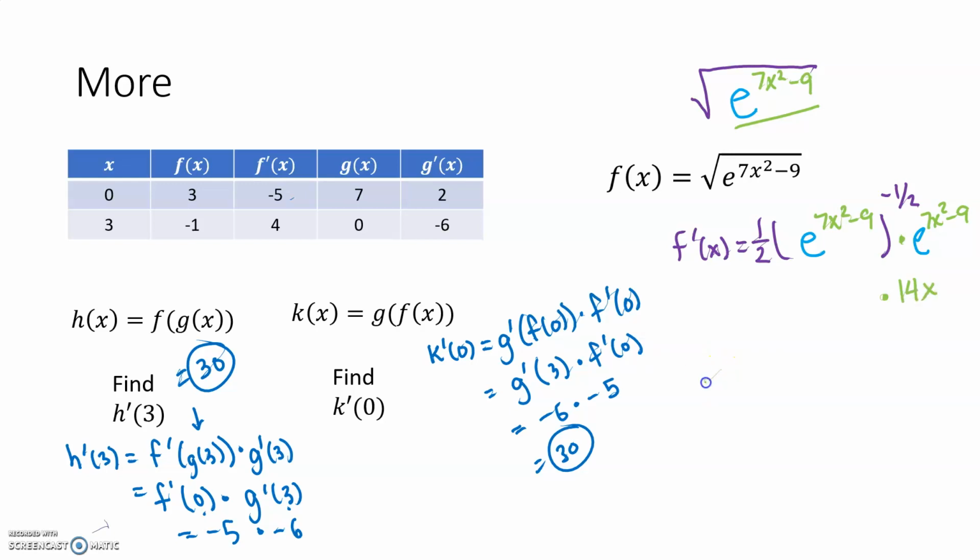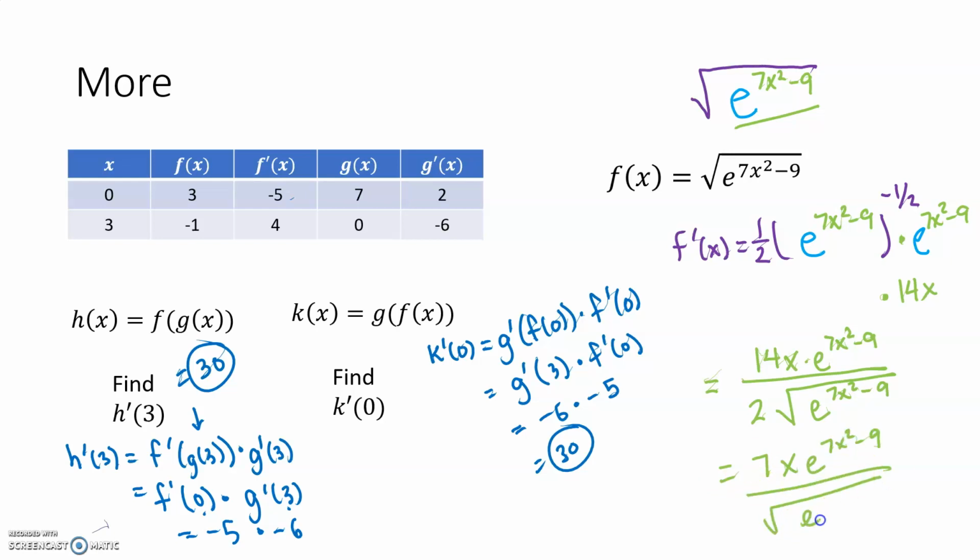If I rewrote this a little bit and tidied up, I would see that I have 14x times e to the 7x squared minus 9 over 2 times the square root of e to the 7x squared minus 9. And this 14 and the 2 can cancel. So there's a derivative function. That is the chain rule. Good luck.